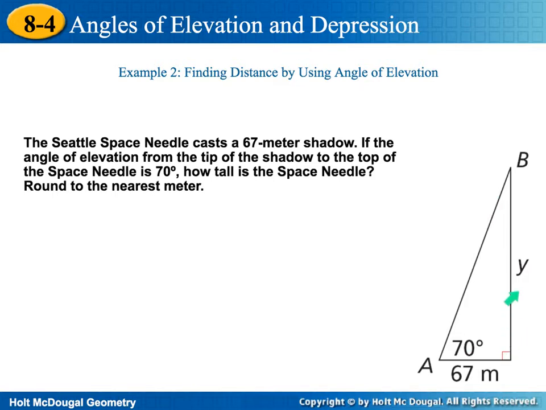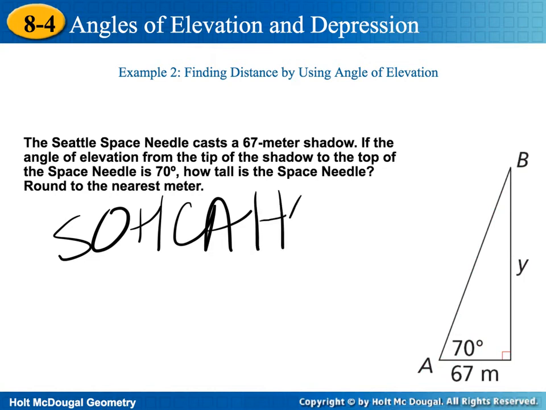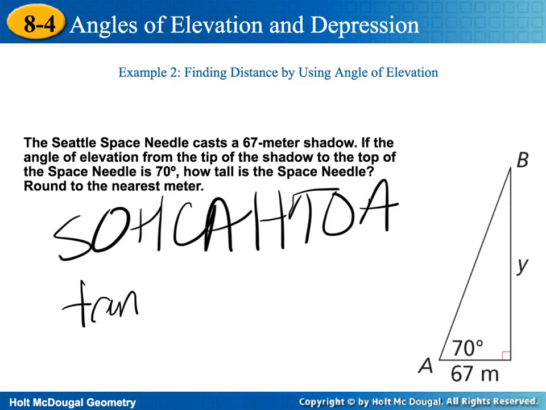Well, this is making a 90-degree angle with the ground. So I can use my SOHCAHTOA to find this angle. I'm here at A, I'm looking for the opposite, and I'm given the adjacent. So I'm going to be using tangent. So I use tangent of 70 equals opposite over adjacent.